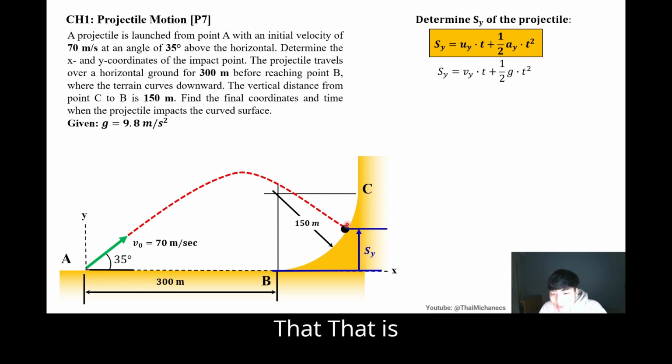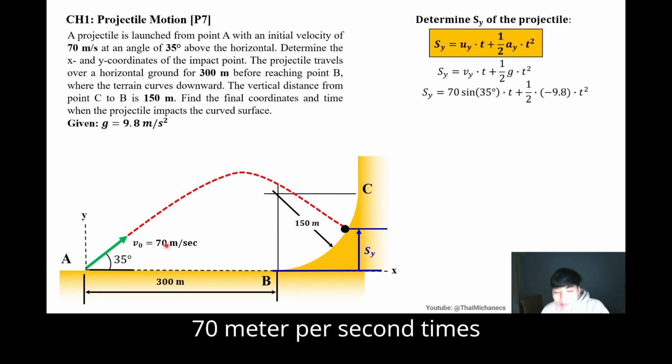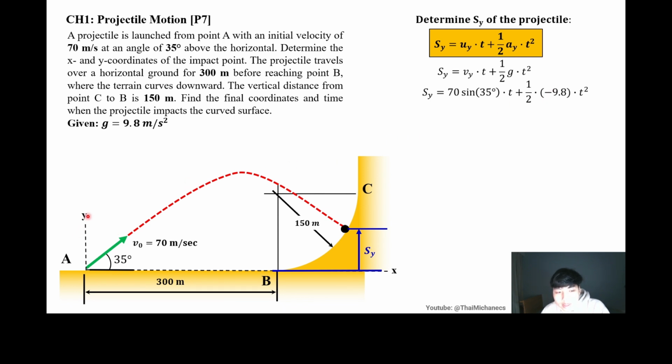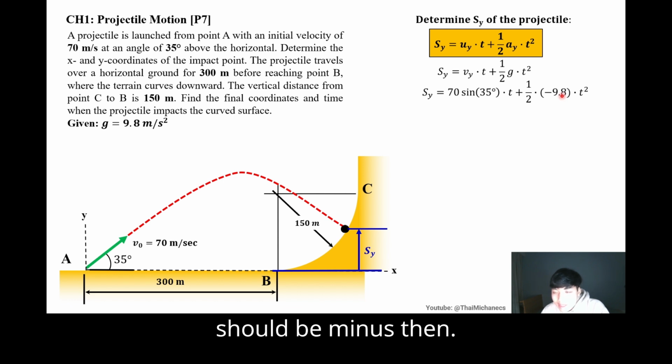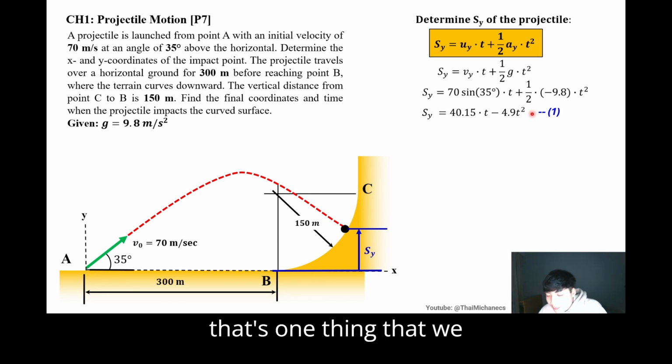Sy should be our final y coordinate, which is one obvious thing to notice from this curve position. Since we don't know Sy, we plug in Sy as a variable here, equal to Vy, the velocity in the y-axis, 70 meters per second times sine 35. That is the distribution of the velocity, as we always know. Then the gravity, with a minus sign in front of it because the positive y direction is upward, so gravity going downwards should be minus. Then we rearrange the equation and get Sy equal to a polynomial in t squared. We call this equation 1 for simplicity.